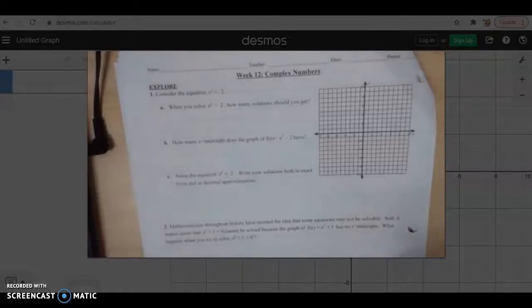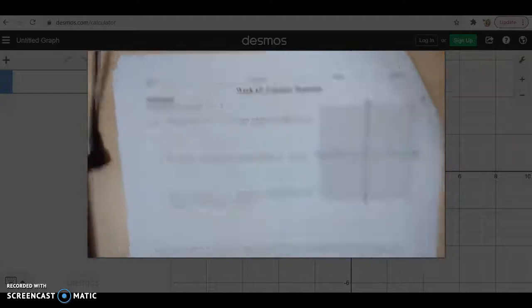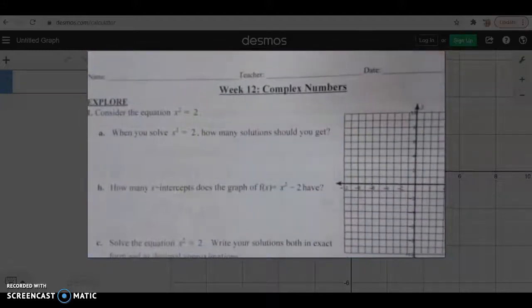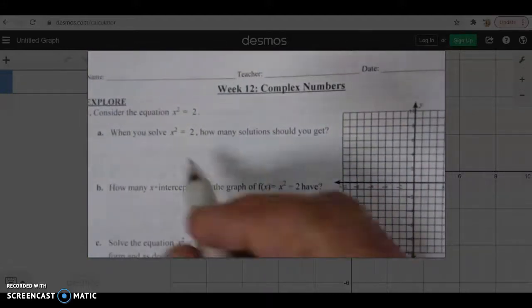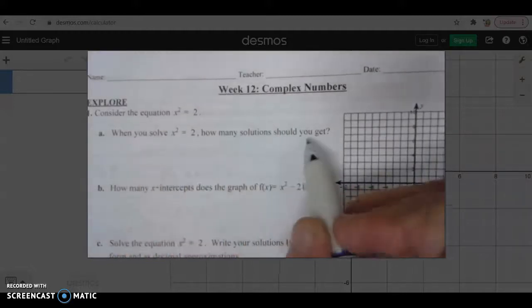This is our last lesson for week 12. We're going to introduce something called complex numbers. But first let's consider the equation x squared equals 2. When we solve x squared equals 2, how many solutions do you get?